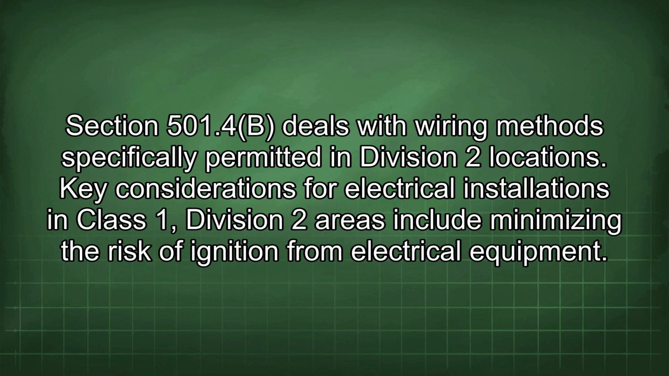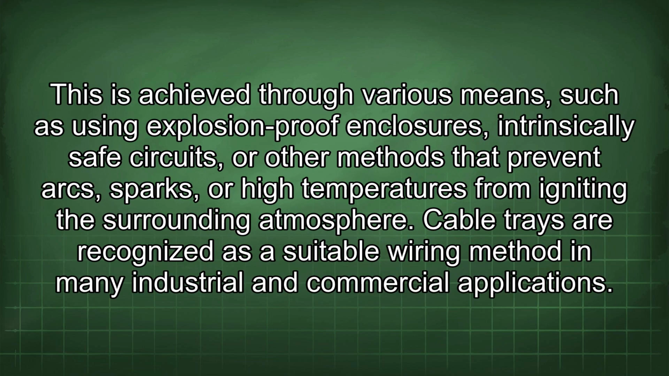Key considerations for electrical installations in Class 1, Division 2 areas include minimizing the risk of ignition from electrical equipment. This is achieved through various means, such as using explosion-proof enclosures, intrinsically safe circuits, or other methods that prevent arcs, sparks, or high temperatures from igniting the surrounding atmosphere.